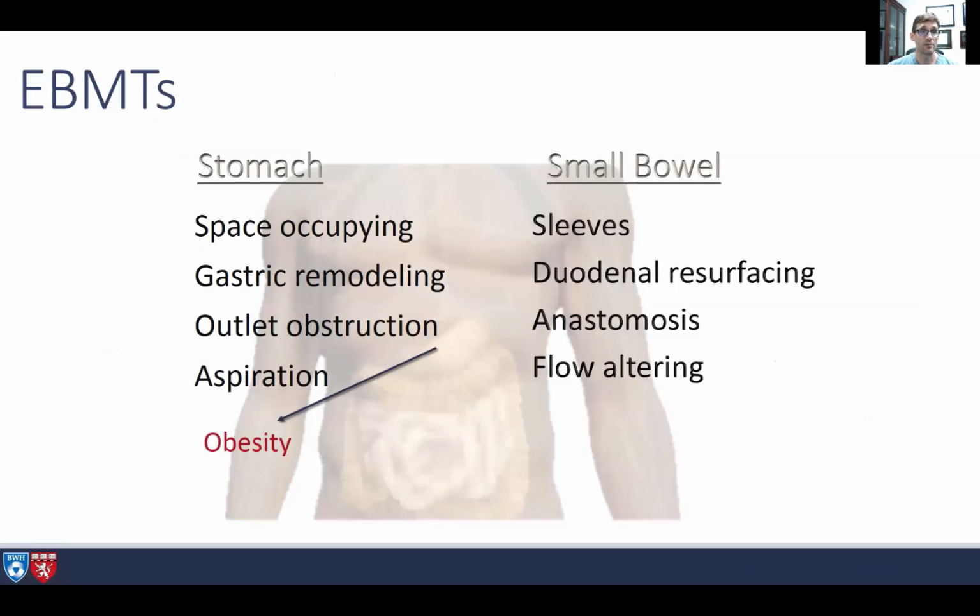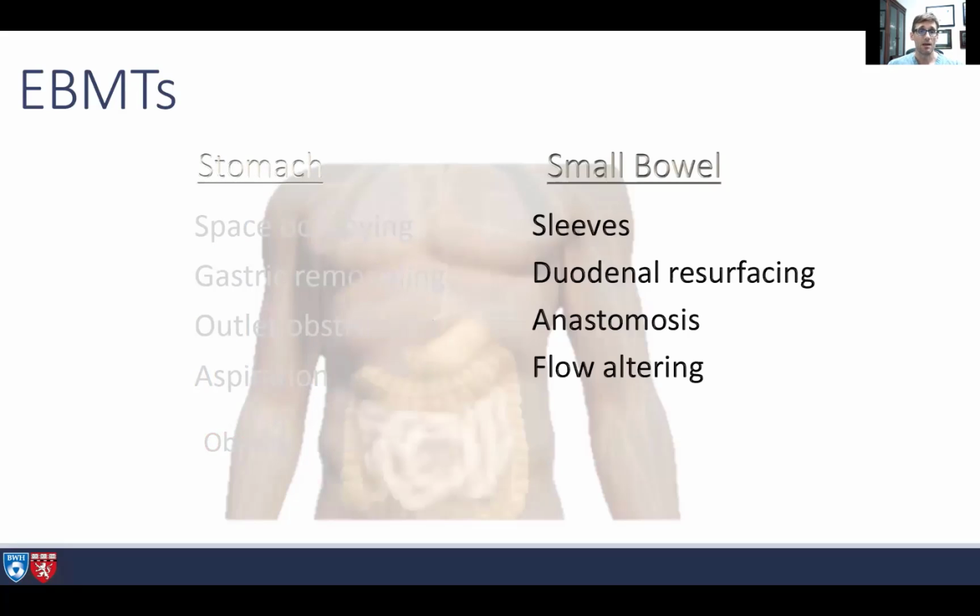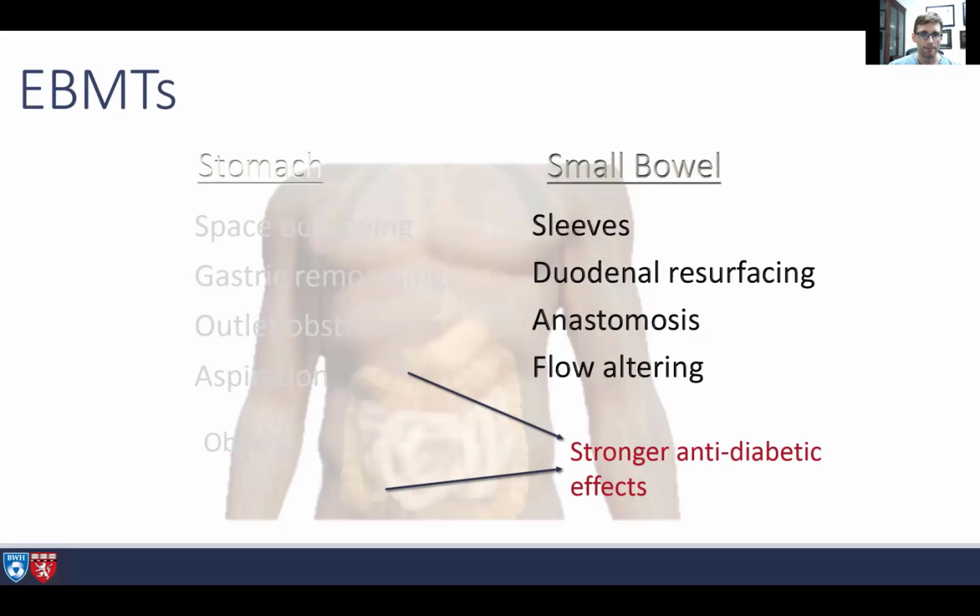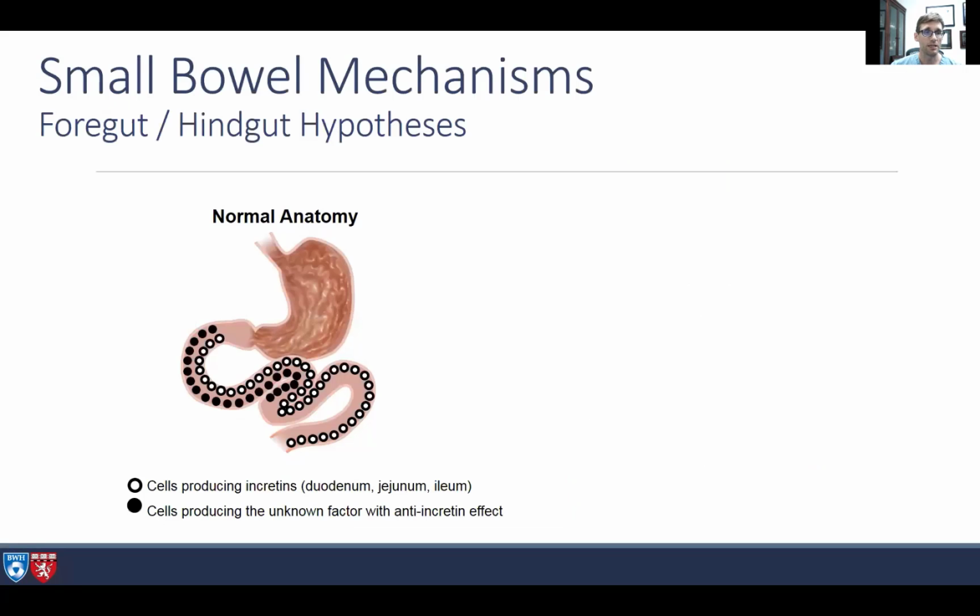Now, endoscopic bariatric metabolic therapies take several forms. On the left here, we have the gastric devices, space occupying, such as intragastric balloons, gastric remodeling, including ESG or POSE, outlet obstruction, aspiration therapy. Now, all of these have been shown to have an effect on type 2 diabetes, but it is thought to be due to weight loss. What we're talking about today are the small bowel devices, the enteric devices, that are thought to be more metabolic in nature. Okay, the liners or sleeves, duodenal mucosal resurfacing, anastomosis devices, and again, these are thought to have more direct effects on type 2 diabetes.